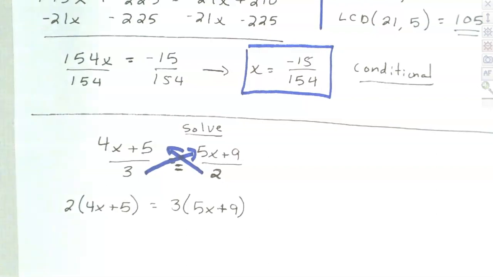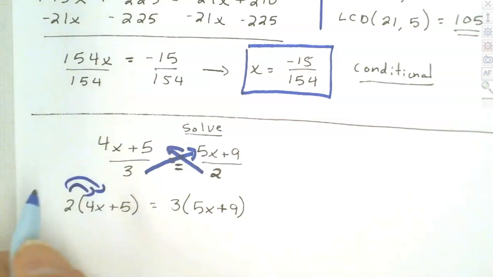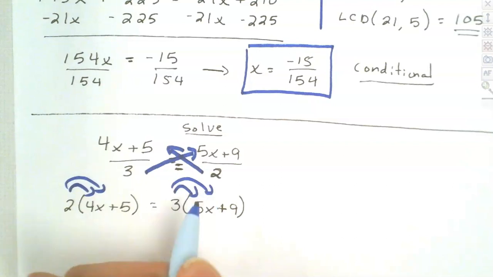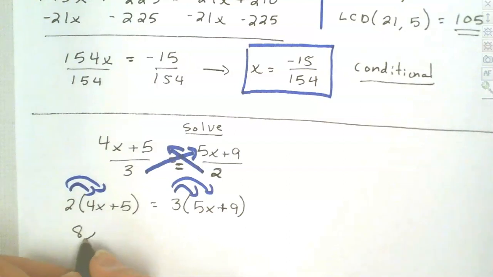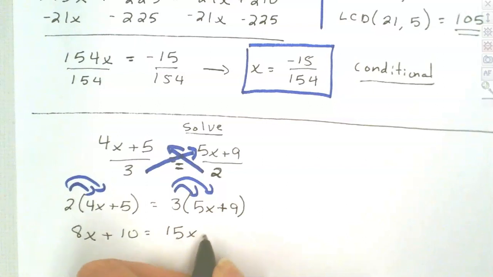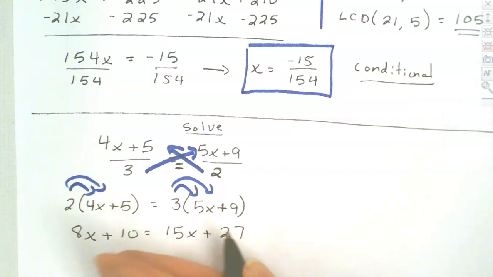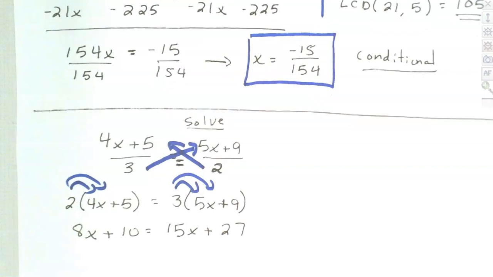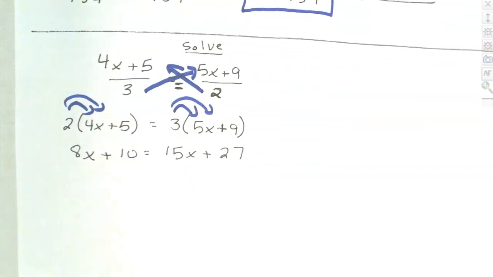That gave us that. And now we've got something that we can work with, and we can very quickly and very easily solve this by just distributing the 2 through and also distributing that 3 through. So we'll do that. Distribute that 2 through and distribute the 3 through. And let's see what we're left with. So we are now left with 8x plus 10 equals 15x plus 27. Simple enough here. Solve it.